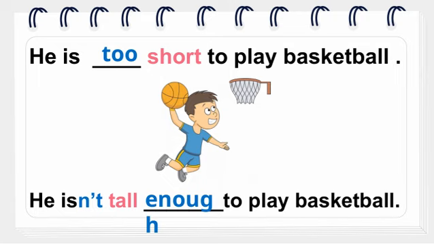The key point here is that enough is used to show sufficiency when someone or something meets the required level. Too, on the other hand, signals excess, either too much or too little, often resulting in a negative outcome. Understanding these differences helps us describe situations more precisely, especially when talking about abilities, limitations, or comparisons, which ties back into our overall theme of expressing degrees and conditions accurately.